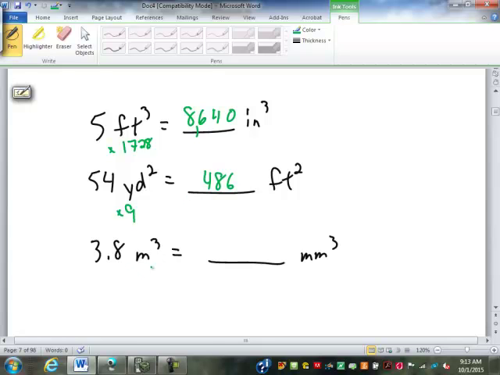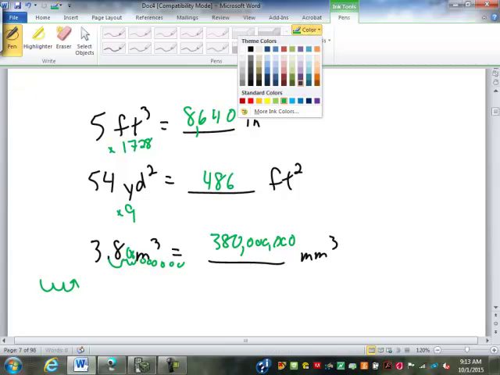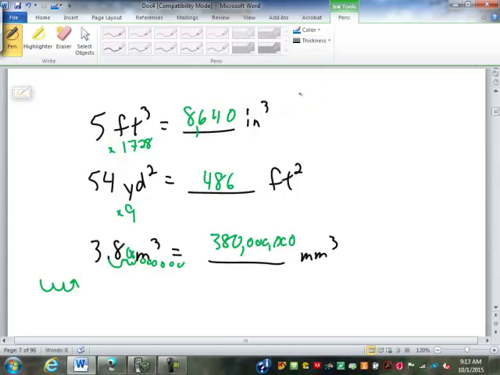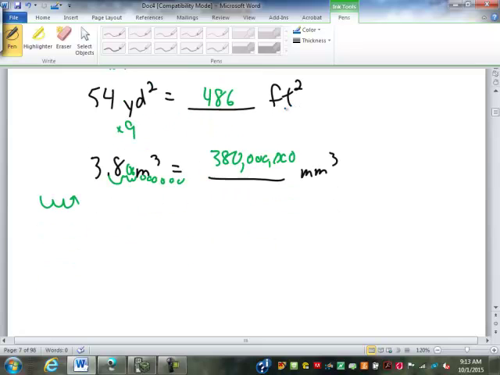And then 3.8 cubic meters to cubic millimeters. Well, meters to millimeters is 3 spots to the right on the chart, but it's cubic, so it's going to be how many decimal places? 9. There we go. You're thinking squared. If it's squared, you double it. If it's cubed, you've got to triple it. So we've got to go 1, add zeros, 2, 3, 4, 5, 6, 7, 8, 9. That's 380 million millimeters cubed. I was doing that, I thought it was the wrong answer for a second. It sounds outrageous, doesn't it?